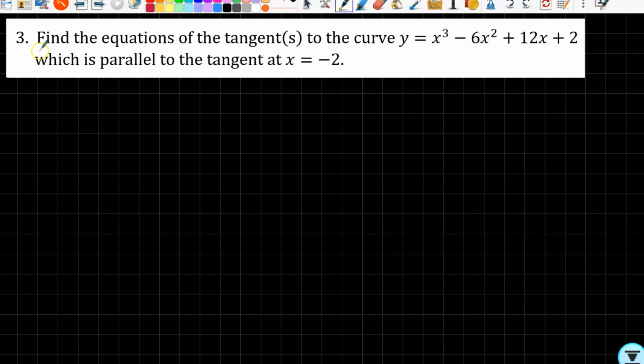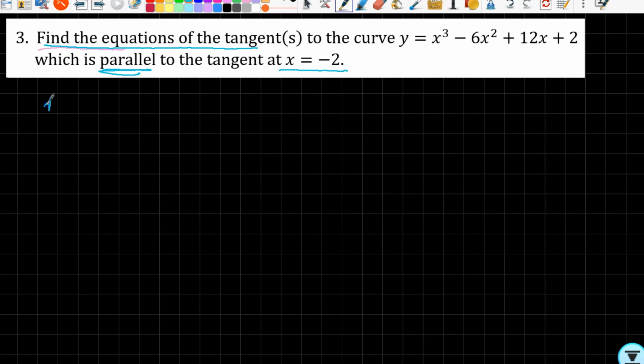Once again, know what you're trying to find. It's asking you to find the equations of tangent, so that means we will need a slope and we'll need a point on the curve. Now, parallel. It's parallel to the tangent at x equals -2. So the first thing we're going to need to find is, what is the slope? What is the tangent when x equals -2?